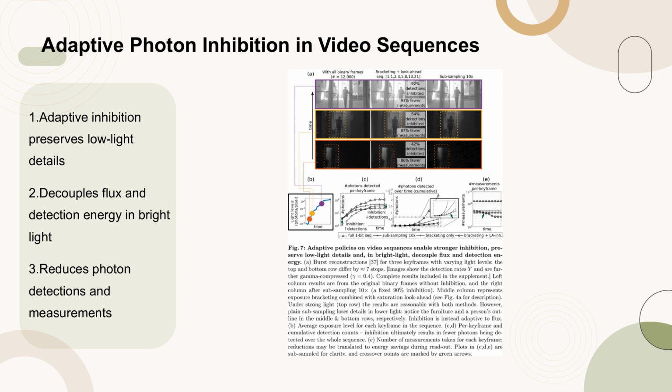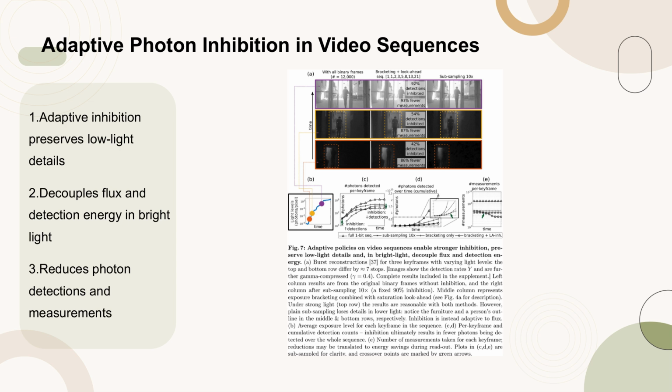Under strong light conditions, top row, both methods yield reasonable results. However, plain subsampling loses details in lower light, as seen in the middle and bottom rows, where the furniture and a person's outline are less distinct. Adaptive inhibition, on the other hand, is more effective in preserving details by being adaptive to flux.